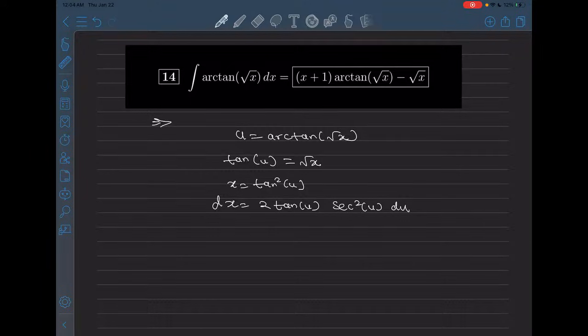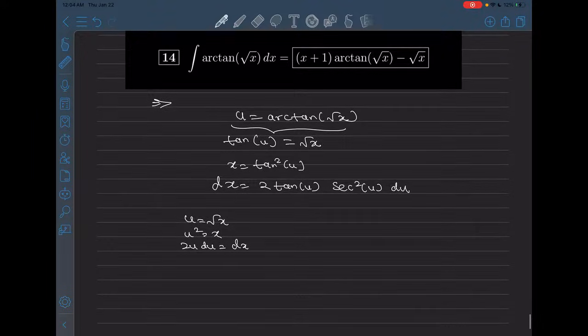Guys, you mean like u substitution for arctan of root x, or just u of root x? I don't have a good feeling about this. Let's go with u of root x. So then I will have u squared is equal to x, 2u du is equal to dx, right? Yeah, let's go with u.